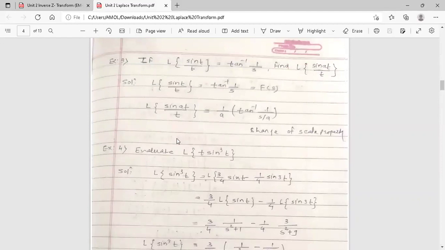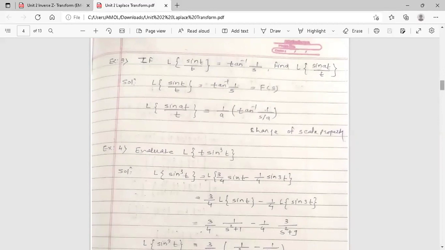Now third example: if the Laplace transform of sin t upon t is equal to tan inverse 1 by s, find the Laplace transform of sin at upon t. The Laplace transform of sin t upon t is tan inverse 1 by s. It is given. Assume it is equal to f of s. Then what is the Laplace transform of sin at upon t? Then use your change of scale property. Then it is equal to 1 by a into tan inverse 1 upon s by a.